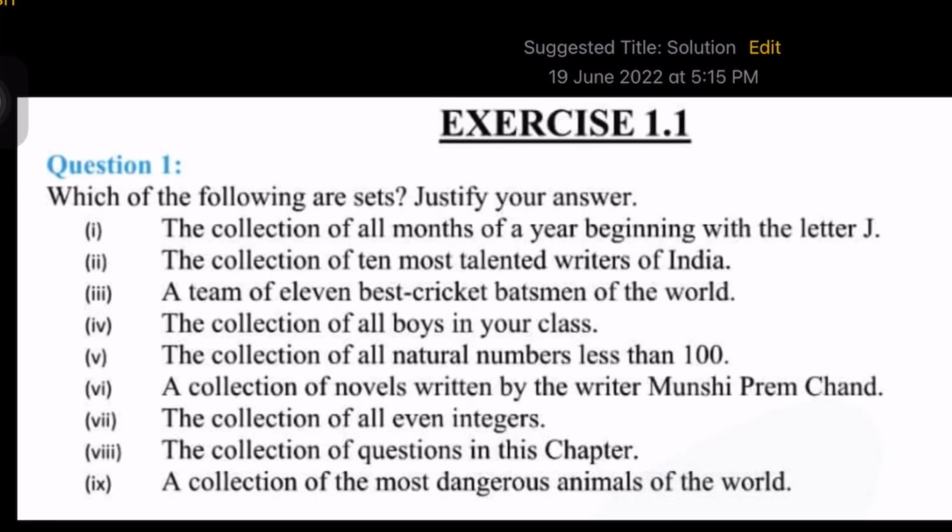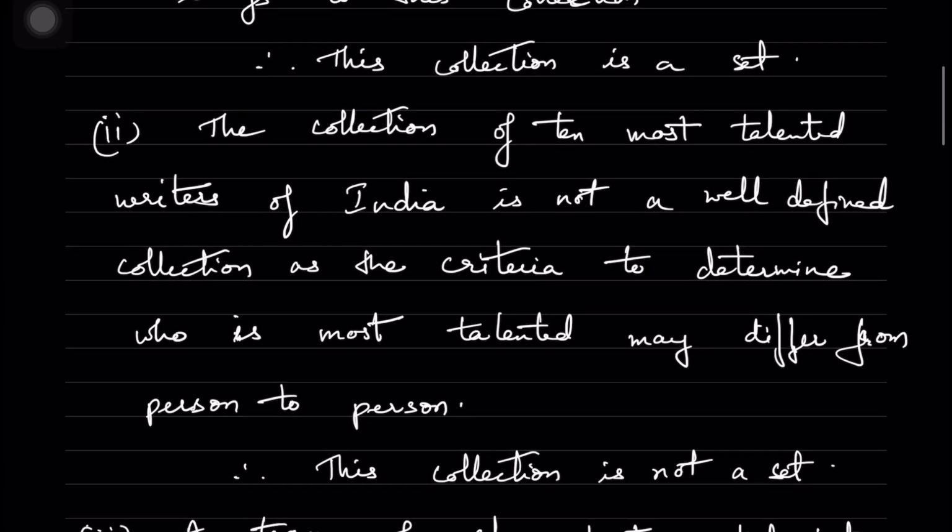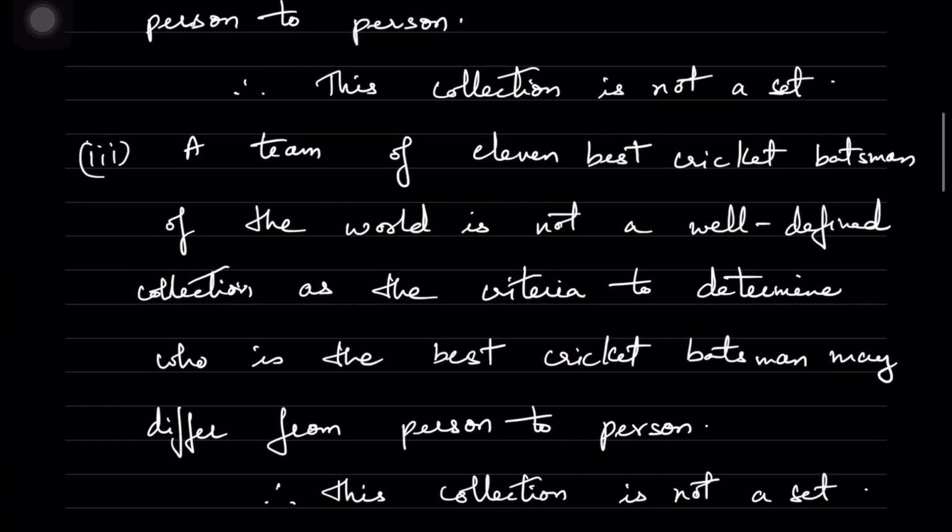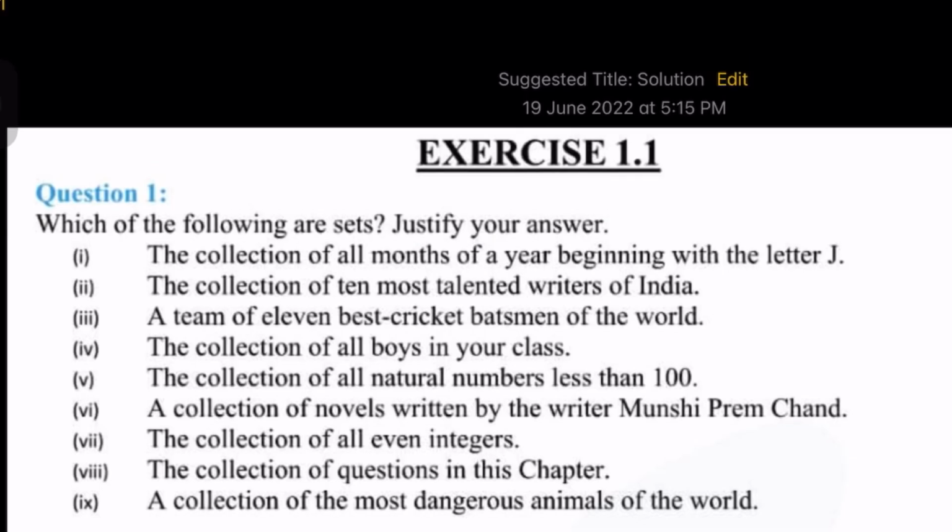Now going into the third one, a team of 11 best cricket batsmen of the world. Again, the 11 best cricket batsmen of the world might differ from person to person. It might be different for me, for you, for someone else, for all the students in your class. So a team of 11 is not a set. A team of 11 best cricket batsmen of the world is not a well defined collection, as the criteria to determine who is the best cricket batsman may differ from person to person. Therefore this collection is not a set. So let's go into the next one.